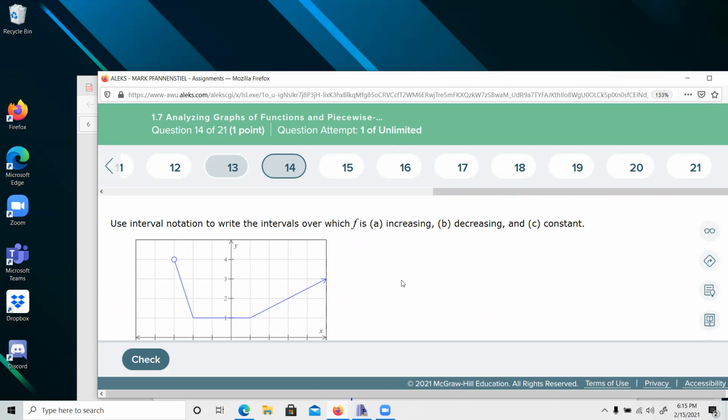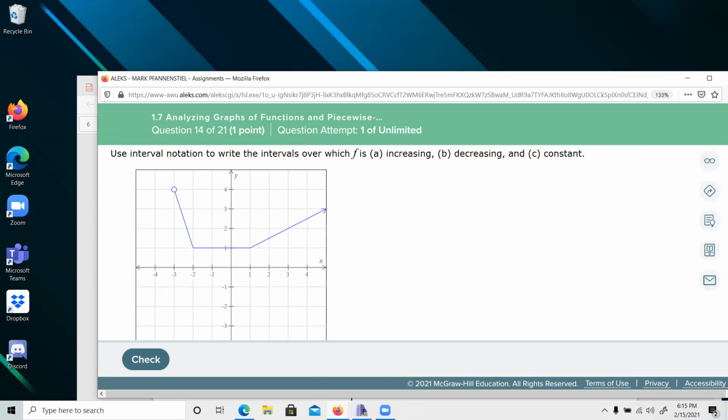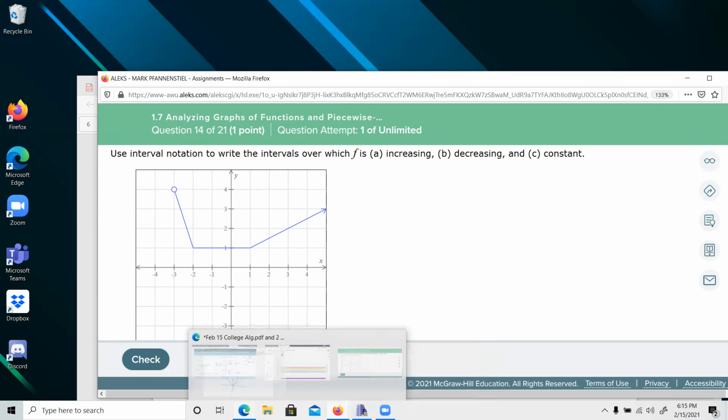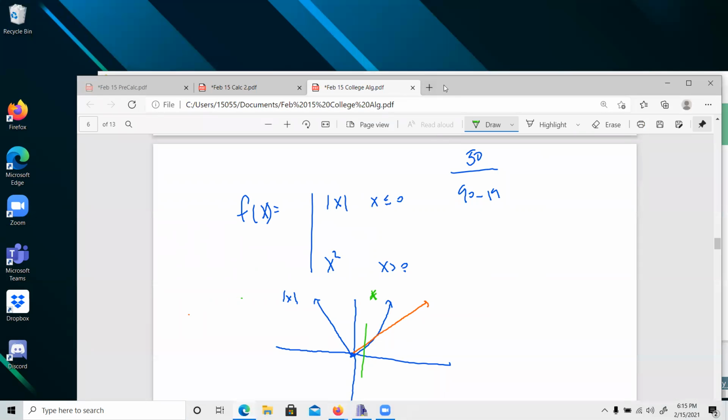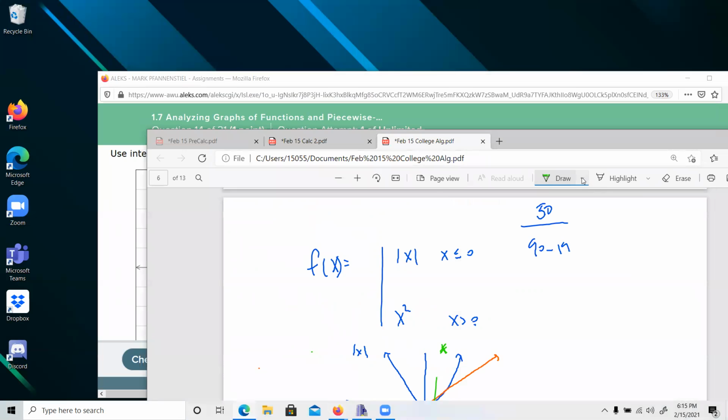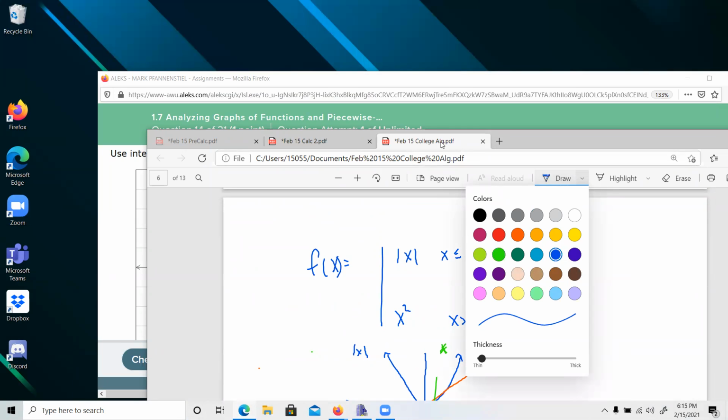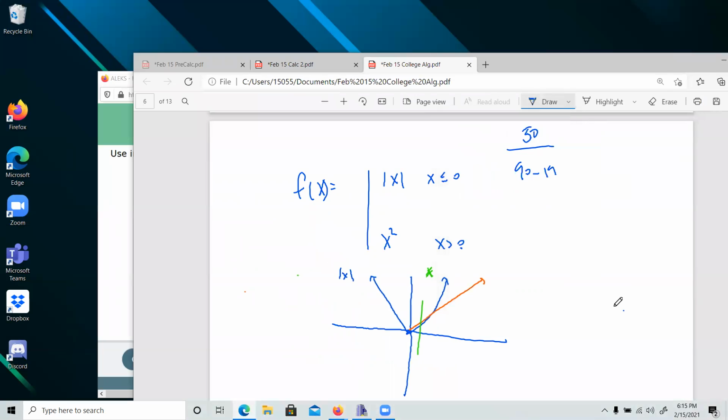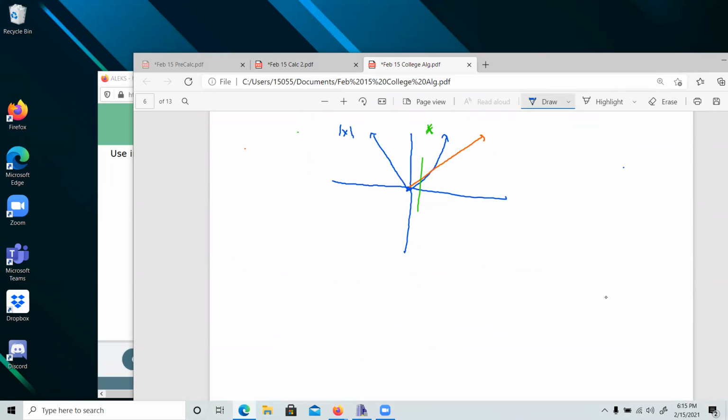Where is it increasing, decreasing, and where is it constant? Okay, this is another thing. You can't look at the arrows. You have to look at what the function is doing. The arrows only serve to lie to you. So when a function is decreasing, right?